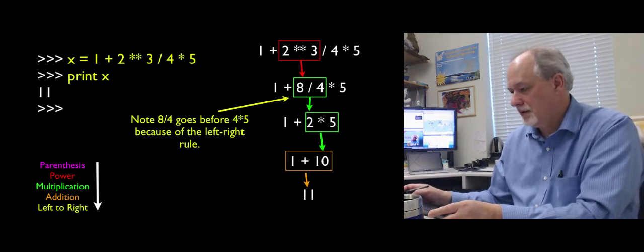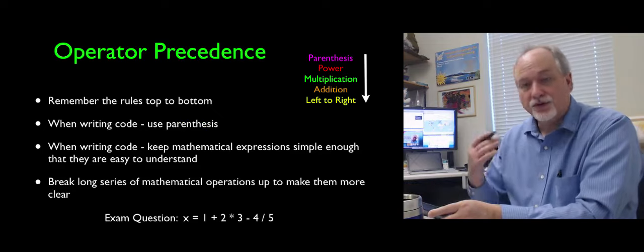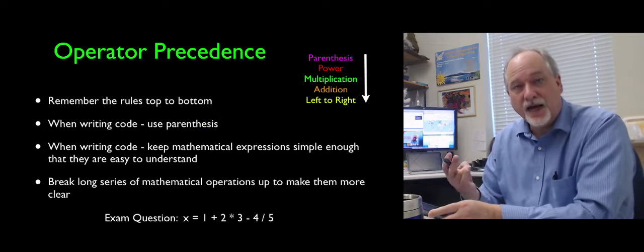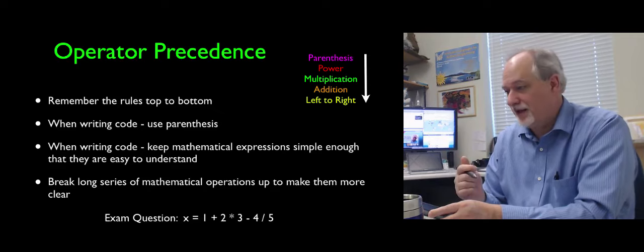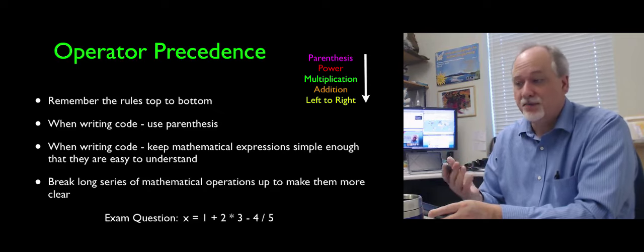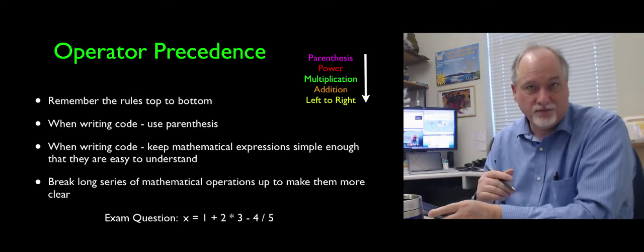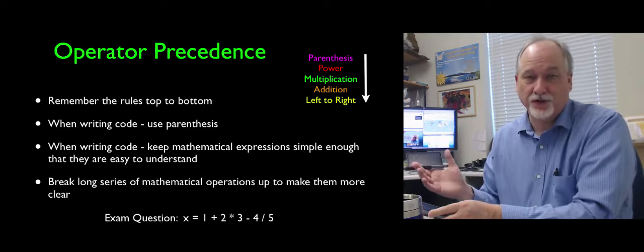Okay? So there's the rules that are parentheses, power, multiplication, addition, and then left to right. But smart people usually just put parentheses in.